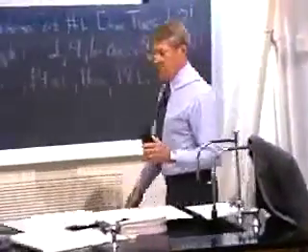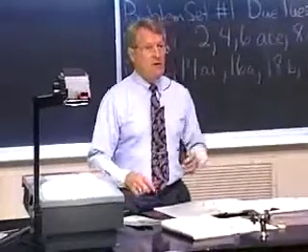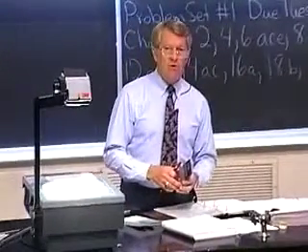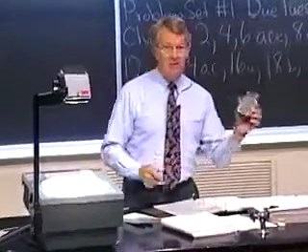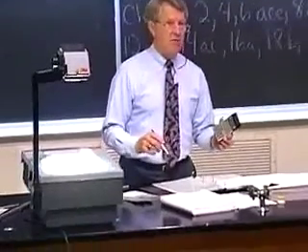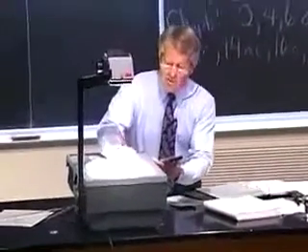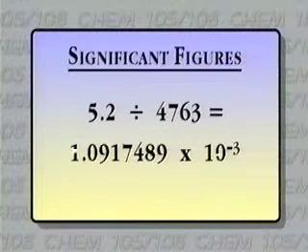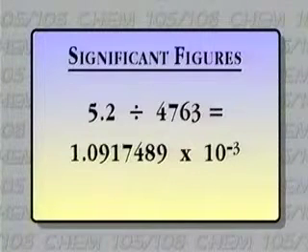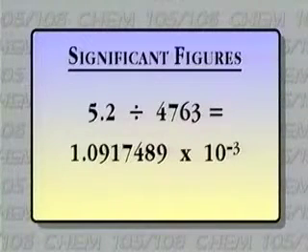So 5.2 divided by 4,763. We get a display in a calculator. Now, if your calculator has exponential notation, it will automatically write the number for you in scientific notation if it is small or very large. So that's the advantage. That's why I said it is good to have that on your calculator. This is what my calculator shows: 1.0917489 times 10 to the negative third.